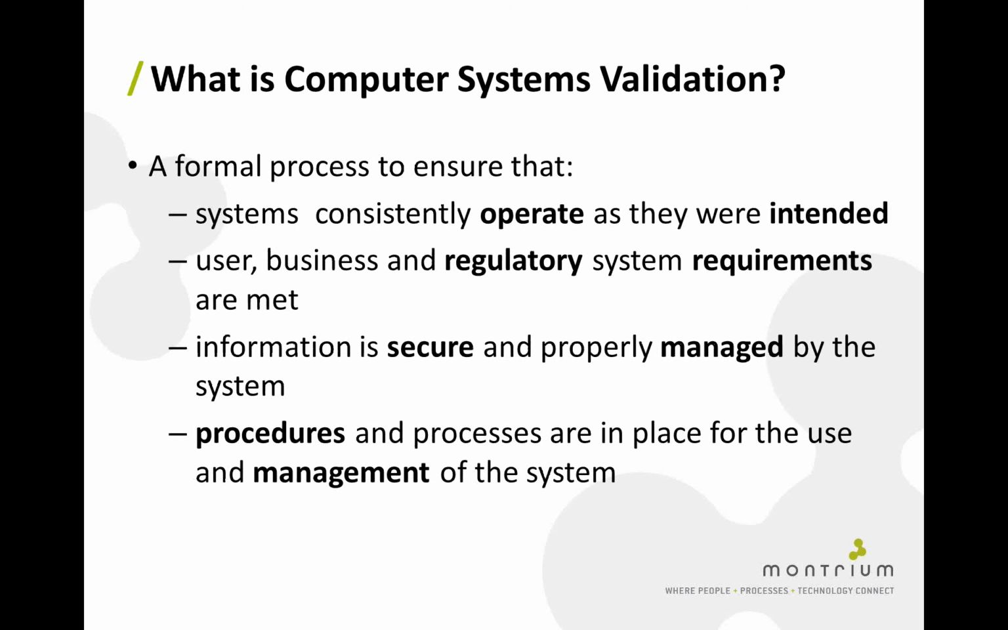So first of all, what is computer systems validation? Computer systems validation is a process which allows us to ensure the systems consistently operate as they were intended. It also allows us to make sure that we meet user, business and regulatory system requirements. We also use computer systems validation to make sure that our information is secure and properly managed within the system, and that we have adequate procedures and processes in place for the use and management of the system.